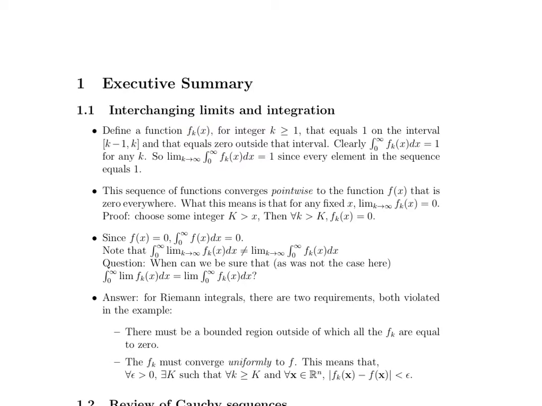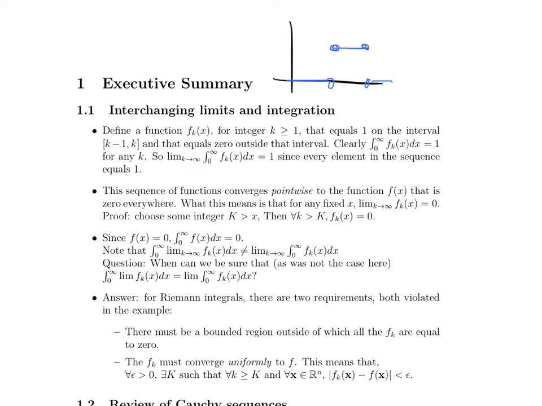Now it says clearly the integral from 0 to positive infinity of f sub k of x dx equals 1 for any k, right? It just looks like this depending on what k happens to be, and that area under the curve where it's non-zero is always going to be equal to 1. So for every single integral of f sub k from 0 to infinity, no matter what the k happens to be, it's going to evaluate to 1.